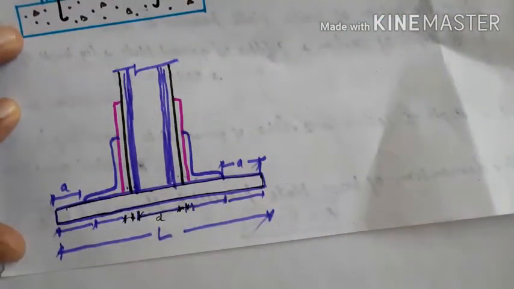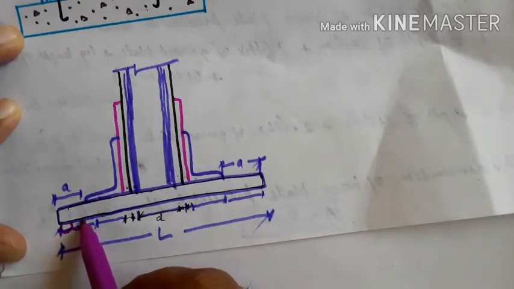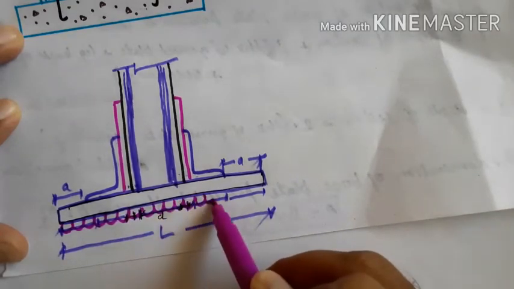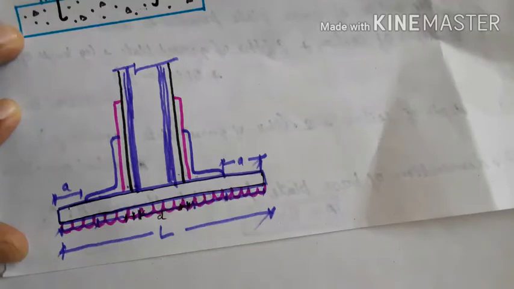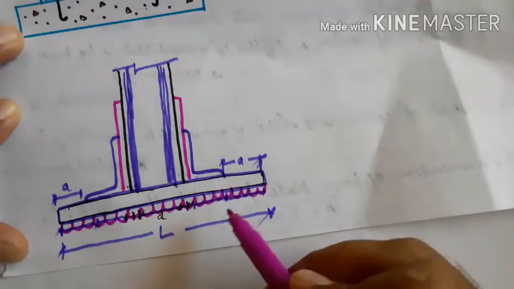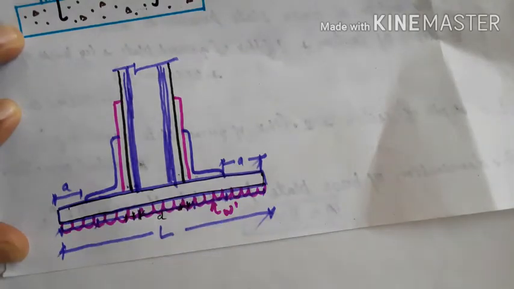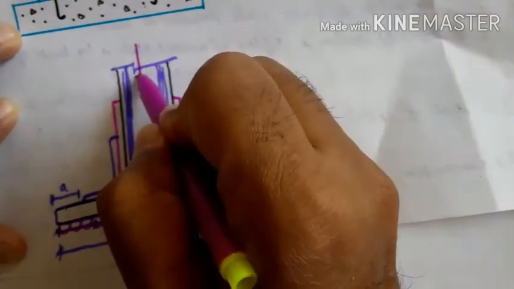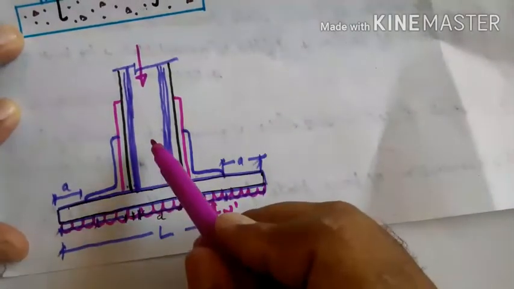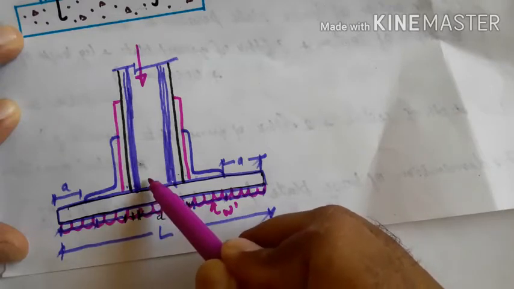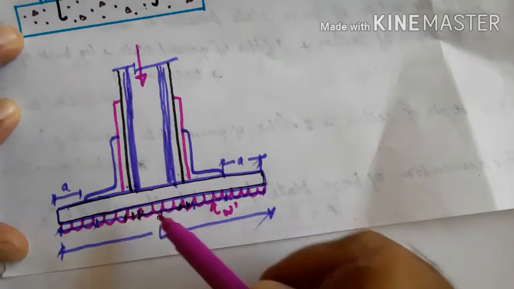Here what happens is, bearing pressure will be acting like this. Let this bearing pressure be W dash, the actual bearing pressure. The load is coming on the column. This is a heavier load coming on the column, so it will apply maximum pressure on the base plate.